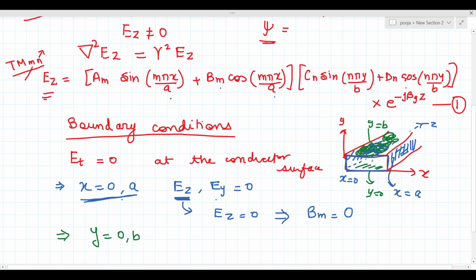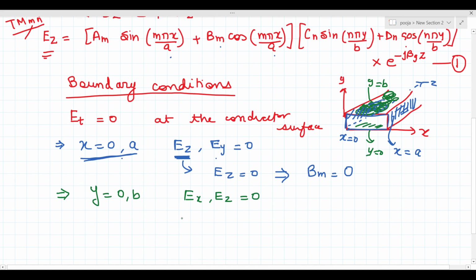So which component will be tangential here? The tangential components of the electric field will be Ex and Ez, so Ex and Ez will be 0. We don't have Ex here, but we already have Ex. So what we'll do is make Ez equal to 0 for y equal to 0 and b.